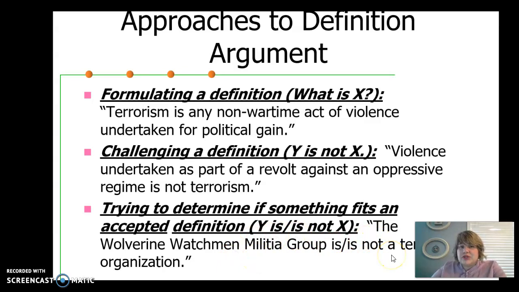So we could define terrorist organization and then look at this group and see if they are similar. So a known terrorist organization is Al-Qaeda. So we could look at that. We could look at the structure of that organization. And we could create some criteria for what a terrorist organization is, and then we could see if that criteria applied to the Wolverine Watchman militia group.